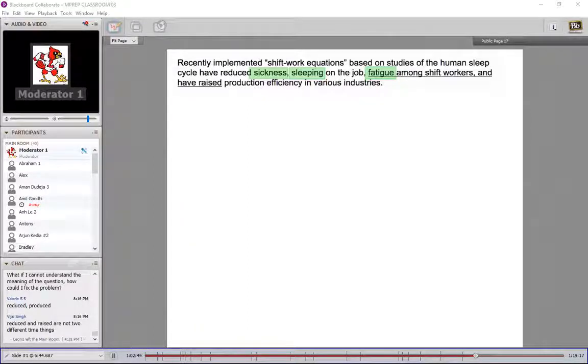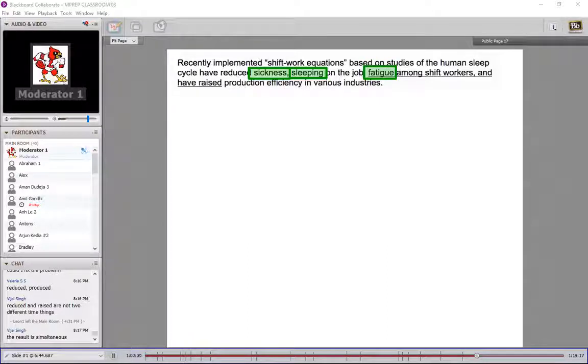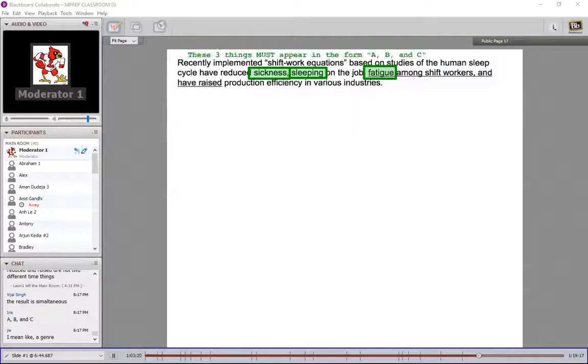There are three things that have been reduced. How do you make a list of three things? There's only one way to do that. What is it? Yep, that's the only way that you can do it. So these three things have to appear in that form. They must. A, B, comma, and C.